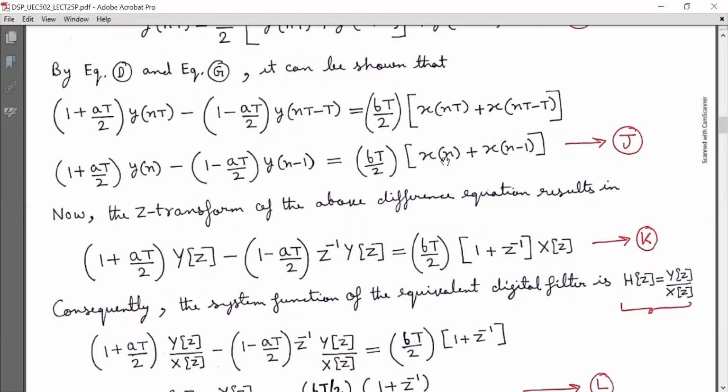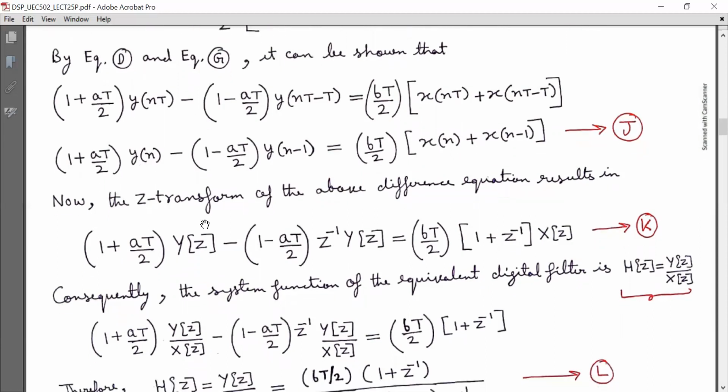Now I can have its Z transform. It is in the discrete time domain, and I can take its Z transform. Now the Z transform of the above difference equation results in Y(z) for y(n). For y(n minus 1), there is one delay, so I can get z inverse Y(z) like this. And similarly for the Z transform of x(n minus 1), there is one delay, so it is z inverse X(z).